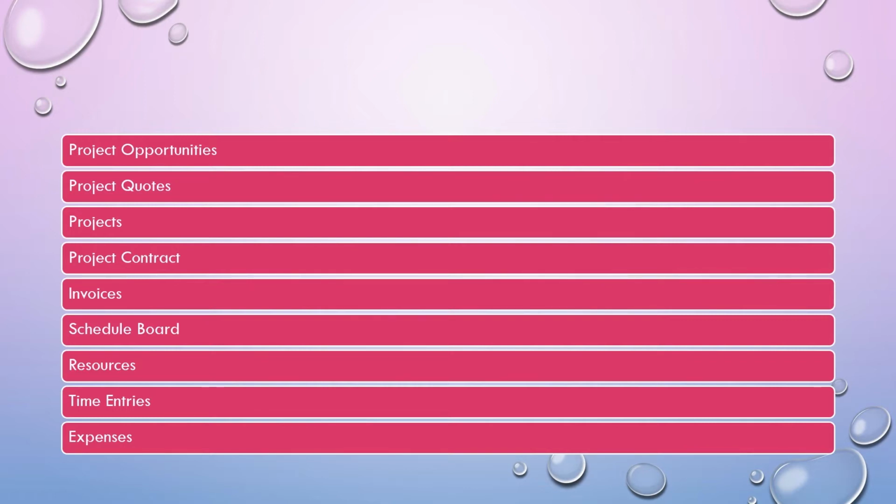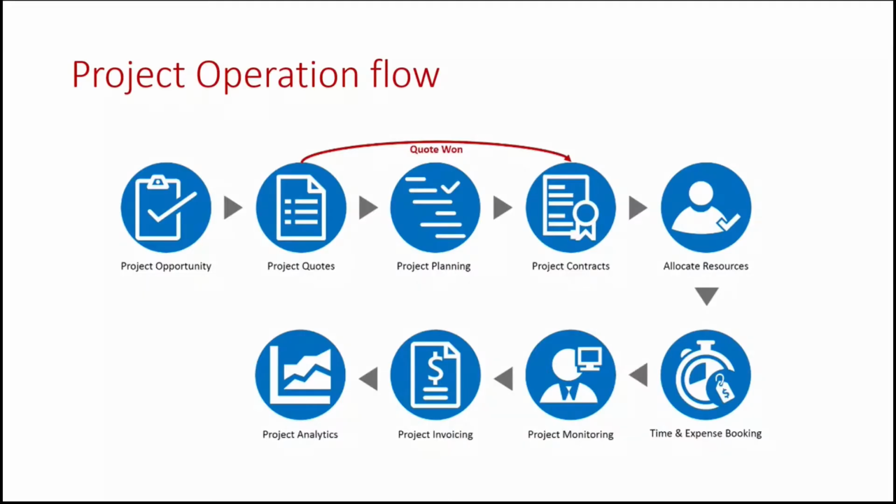Any query in the terms that we discussed so far? Opportunities, codes, projects, contract, invoices, schedule board, resources, time entries, and expenses. Okay, moving on to project operation flow.